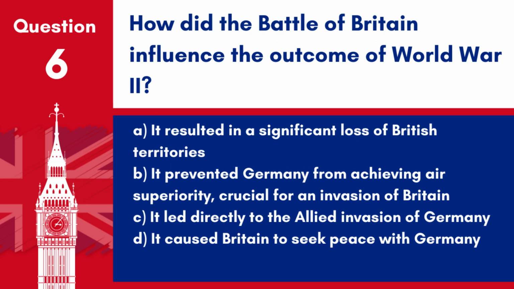Question 6. How did the Battle of Britain influence the outcome of World War II? A. It resulted in a significant loss of British territories. B. It prevented Germany from achieving air superiority, crucial for an invasion of Britain. C. It led directly to the Allied invasion of Germany. D. It caused Britain to seek peace with Germany.